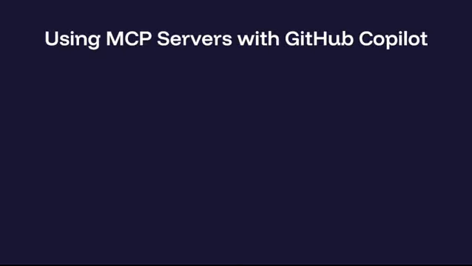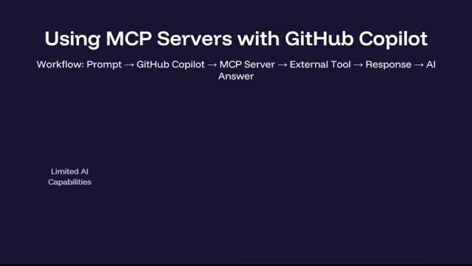How can you use MCP server with GitHub Copilot? Okay, so now let's see how MCP works with GitHub Copilot. First step is simply to open GitHub Copilot inside Visual Studio Code, and instead of asking AI mode or edit mode, we switch to agent mode, because agent mode allows AI to interact with the external tools.